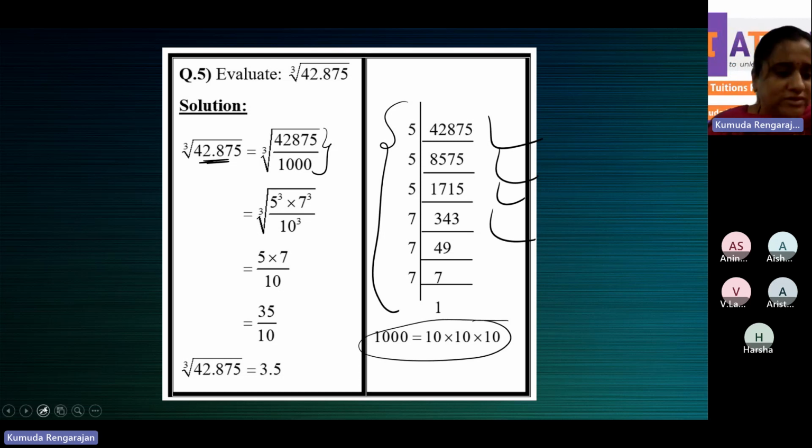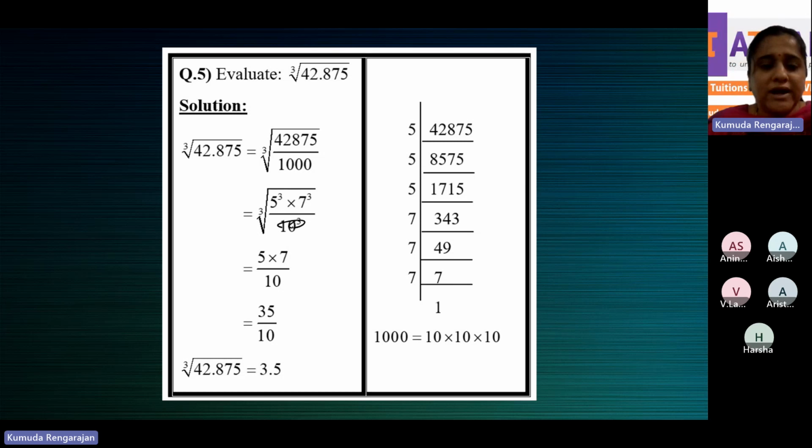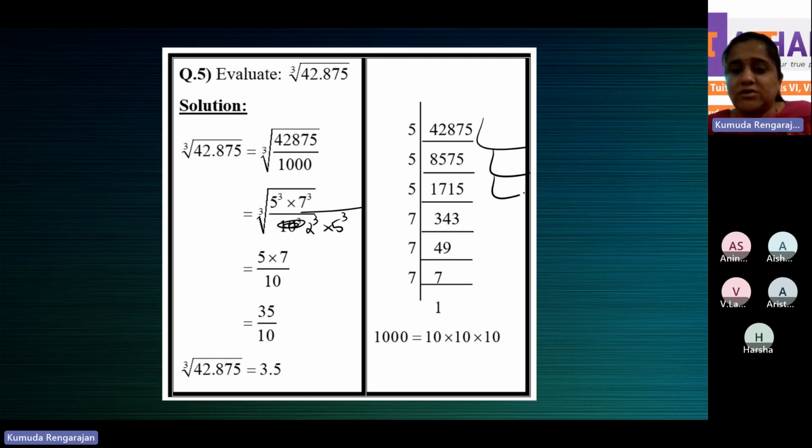If you do that, you will get 2 cubed into 5 cubed. If you perform this procedure for 1000, you'll get 2 cubed into 5 cubed. So 1 2 out, 1 5 out. So 2 5s are 10.